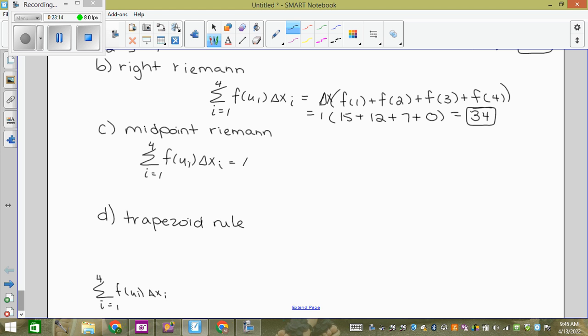Okay, midpoint, we're going to do change in X, and then we're going to do F of 0.5 plus F of 1.5 plus F of 2.5 plus F of 3.5. And so we get 1 times, what are these? Quickly, I want to get through the whole thing.